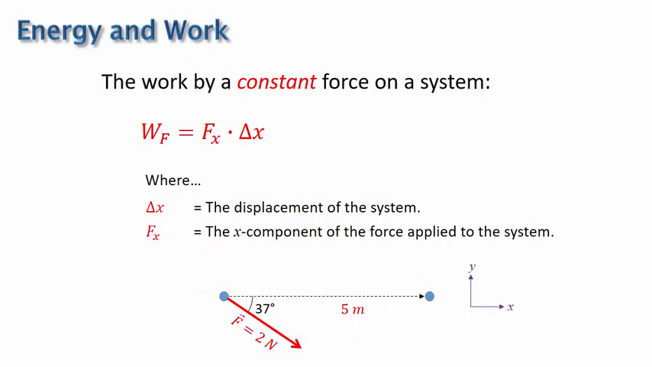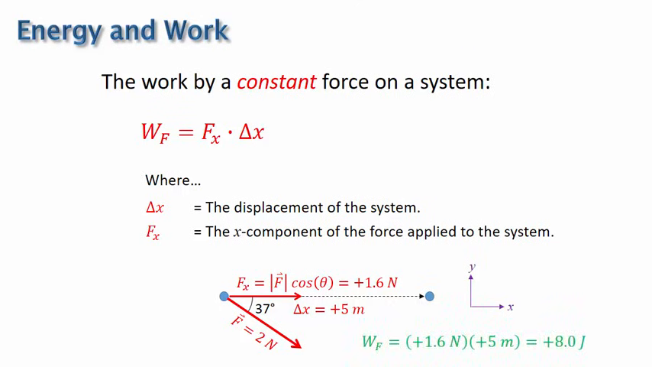When we do that, then delta x in this example is positive 5 meters. Also, based on this coordinate scheme, the x component of the force is here, which we can see is F times cosine theta. And plugging those numbers in, that comes out to be positive 1.6 newtons. We can then plug these values into the equation for work, and we find that the work done by this force to the object is a positive 8 joules. Because the work came out to be a positive value, we know that this force added 8 joules to the energy of the object.